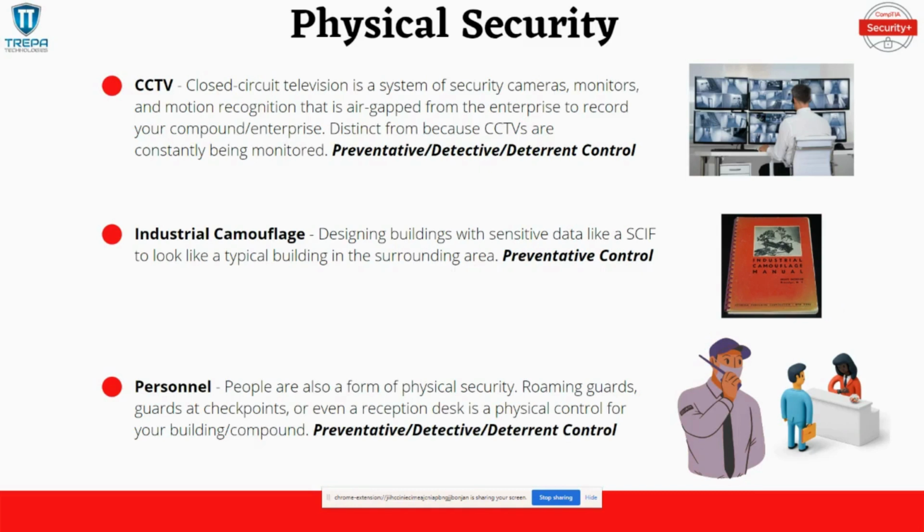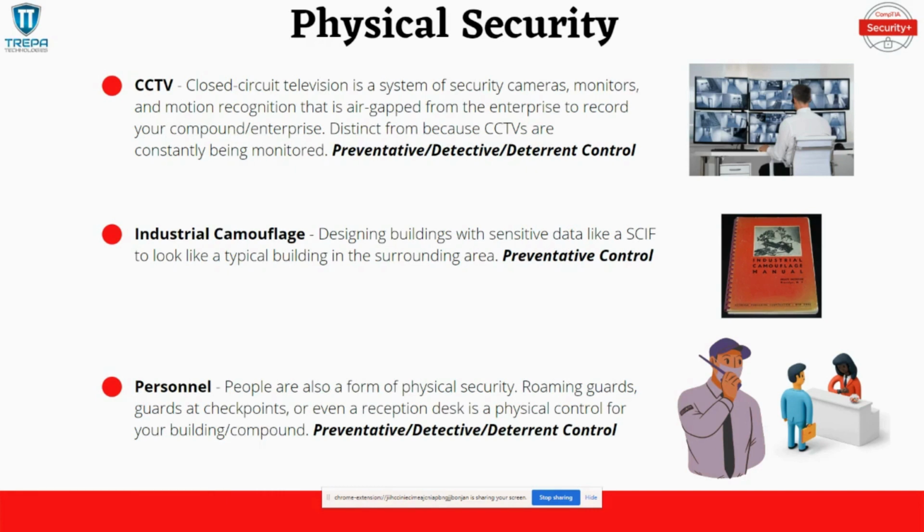And then we have CCTV, which stands for closed circuit television. This is a system of cameras, monitors, and motion recognition used by security teams to detect threat actors. They are also preventative, detective, and deterrent controls. And they should be constantly monitored.